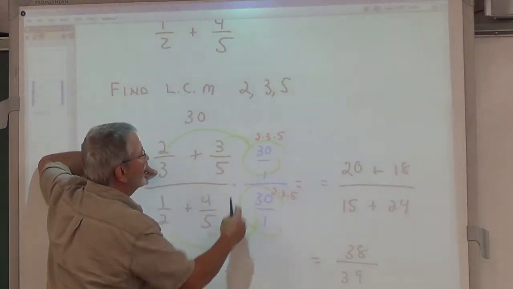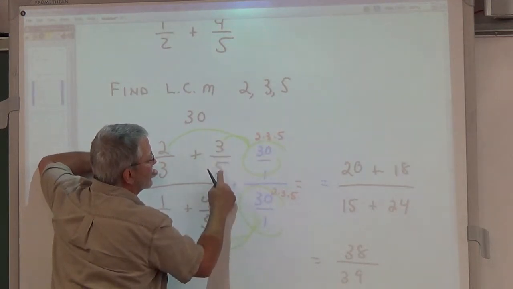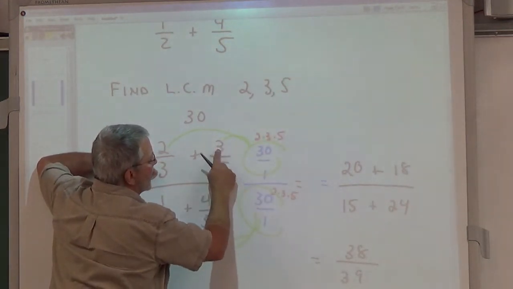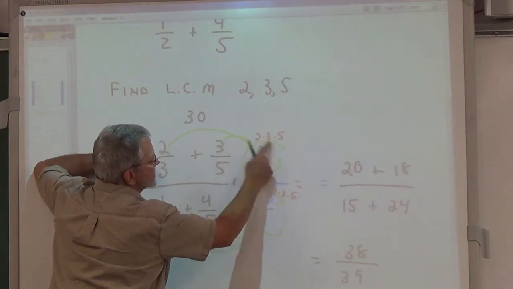Pause the video. Okay, I'm back. Now I have 2 times 3 times 5 times 3 over 5. These 5's cancel. So I have 3 times 2 times 3, or 6 times 3 is 18.